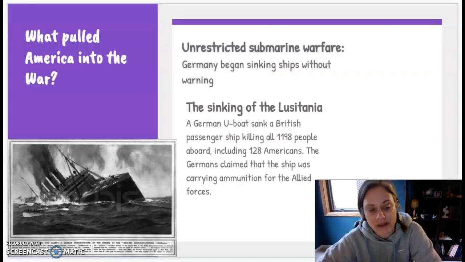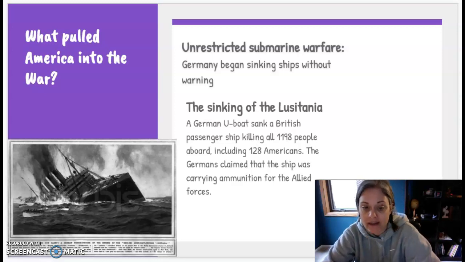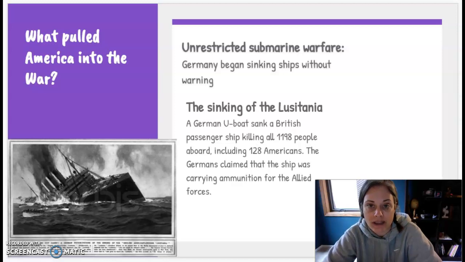However, as time went on, Germany did a few things that pushed American public opinion against the Central Powers and Germany and more open to joining the war on the Allies side. Germany began sinking ships without warning. They also torpedoed a passenger ship called the Lusitania that was carrying American civilians.